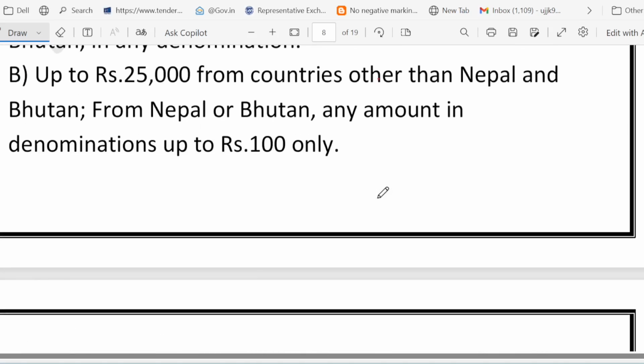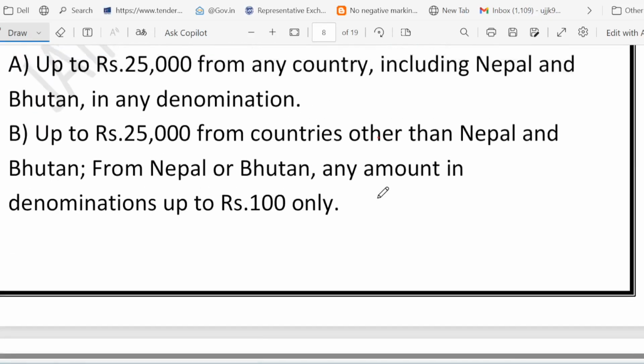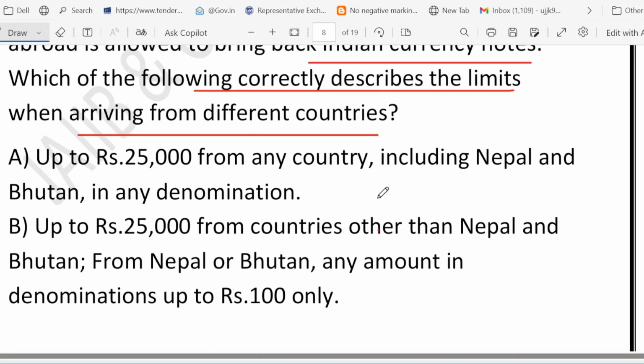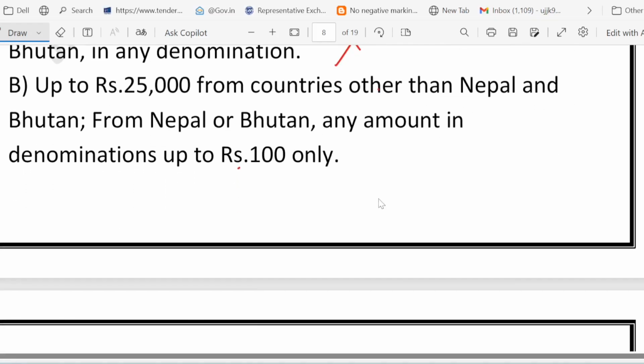So basically, this question is about how much Indian currency a person can bring back when returning from abroad. Let's check each and every option. Option A says up to 25,000. See, it sounds simple, but it is not correct. Nepal and Bhutan have some special restrictions. You can't bring higher denomination notes from there. What about option B? Option B, yes, this is the correct rule.